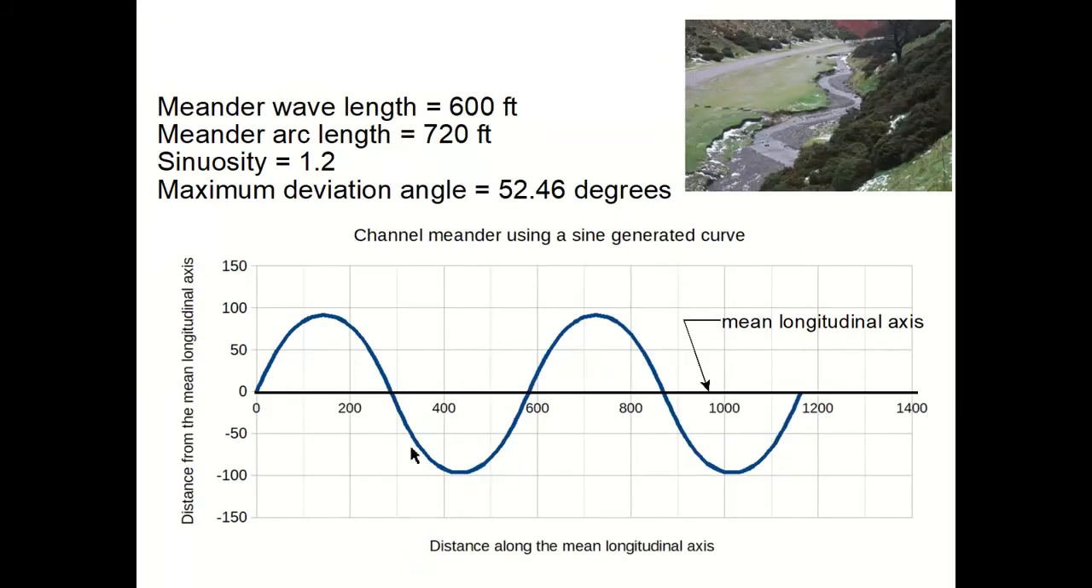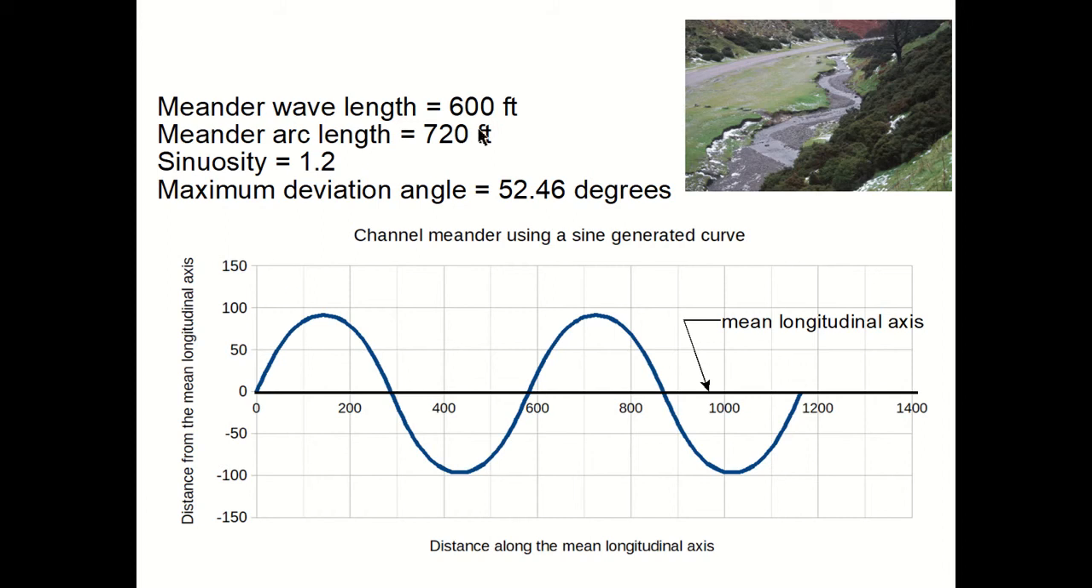So you see, if we were to draw the x-axis here and look at the meander of the stream, if we were to take the average, for example, of these offsets, we would wind up with 0. This is the mean longitudinal axis.